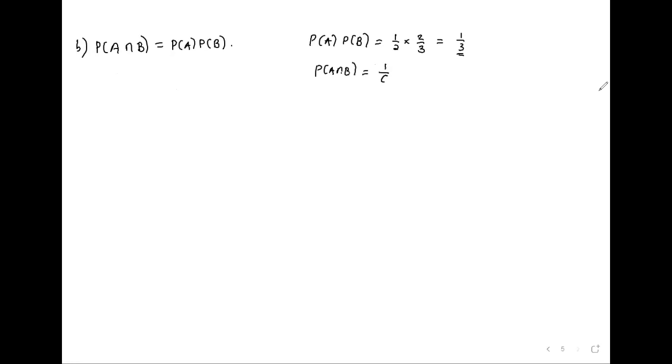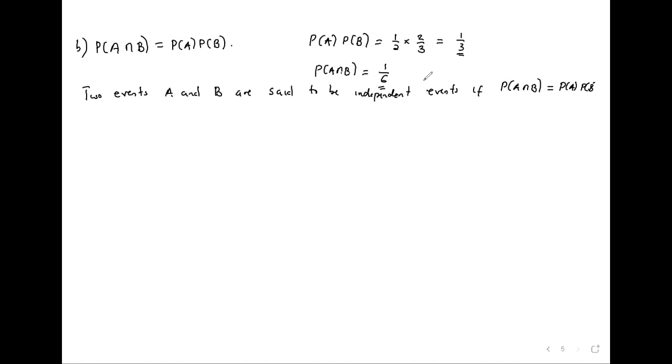So let's check. We found A intersection B. The probability of A is 1/2 multiplied by the probability of B, 2/3, giving 1/3. The probability of the intersection is 1/6. So we are saying events A and B are said to be independent if the probability of A intersection B equals the probability of A times the probability of B.